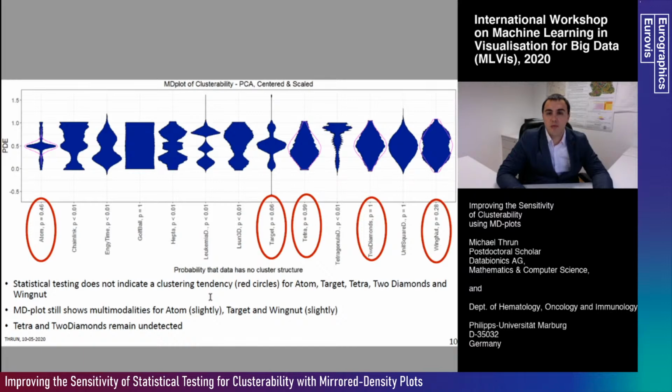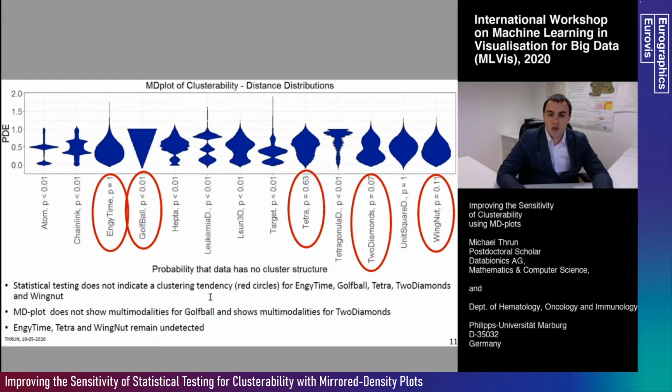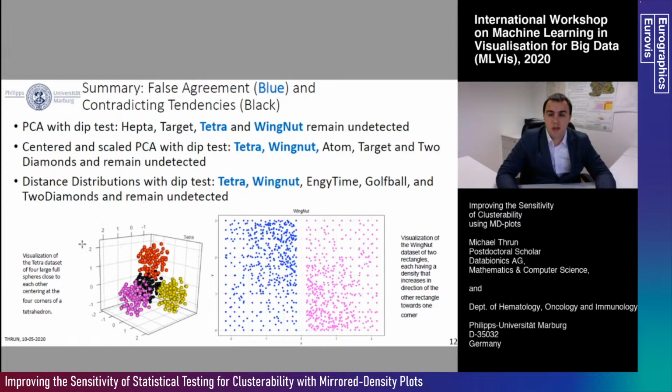The third approach is to investigate the full distance distribution. This is shown here. What we see is that the density-based datasets of Atom, TwoDiamonds and WingNut have no multimodalities, neither in statistical testing nor in the visualization. And GolfBall, which does not have any cluster structures, has a high probability to have a cluster tendency according to statistical testing. So, in sum, we have a false agreement of datasets for the MD plot and statistical testing. This is the case for TETRA and WINGNUT, and several datasets with contradicting tendencies.